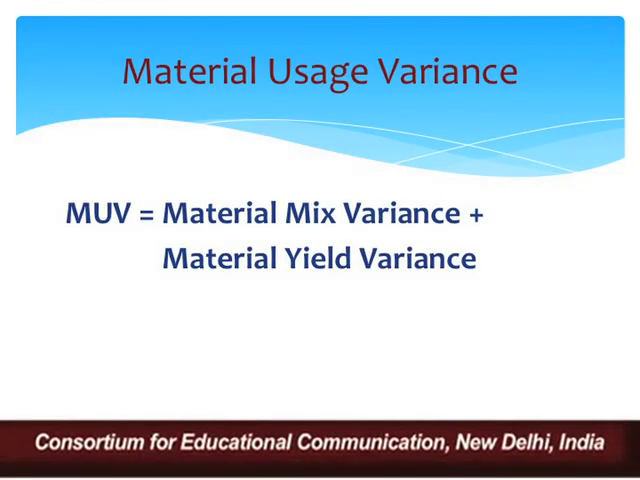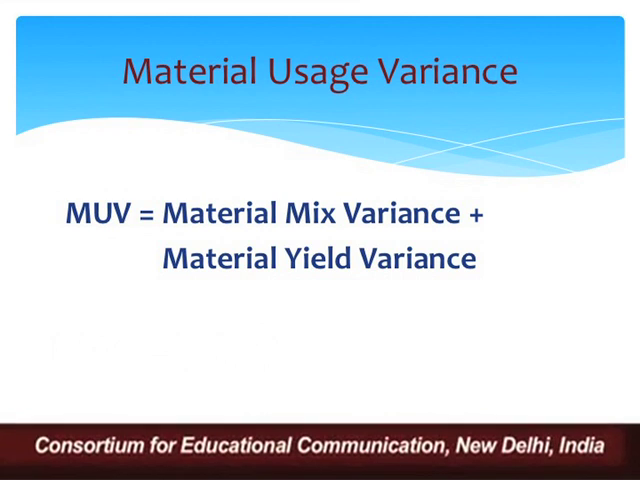Remember, mix variance can only be calculated when we are using more than one type of material in our production process. If so, we'll compute material mix variance, or otherwise we'll only compute material yield variance for justifying usage variance. So to understand what we do in the justification of usage variance, that is computing yield variance and mix variance, let's understand the formula which we are going to use. Again I am repeating, material usage variance is the sum total of material mix variance and yield variance. Now I'll start with the explanation of material mix variance.